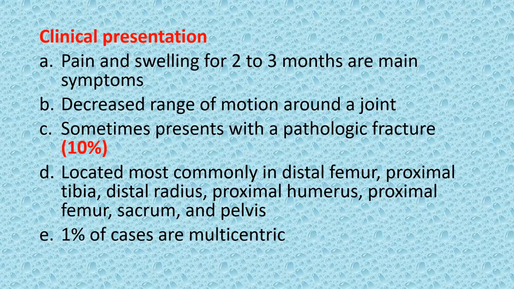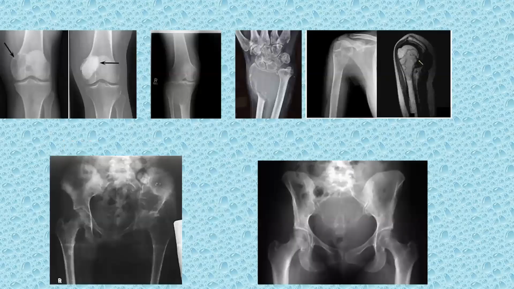This shows you multiple areas of involvement of a giant cell tumor. One is packed with cement, and you can see it in the pelvis, you can see it in the inferior pubis, you can see it in the proximal humerus, distal radius. All these are popular sites for this lesion to occur.